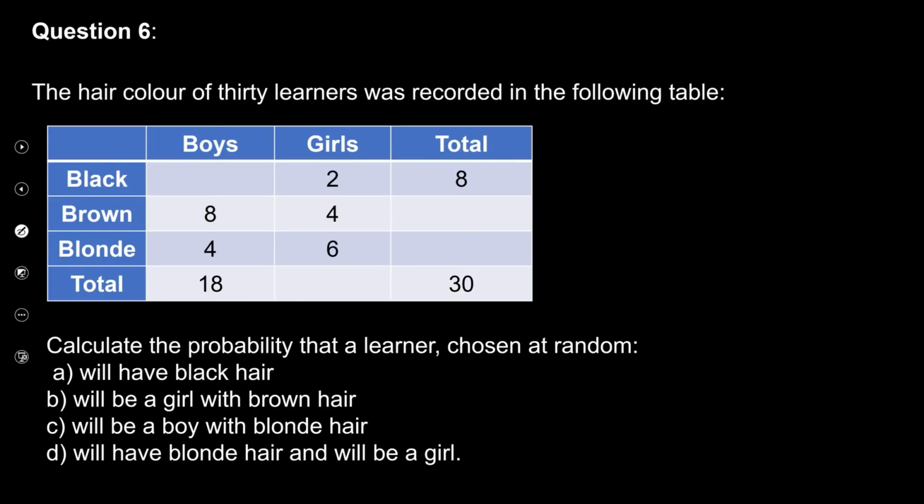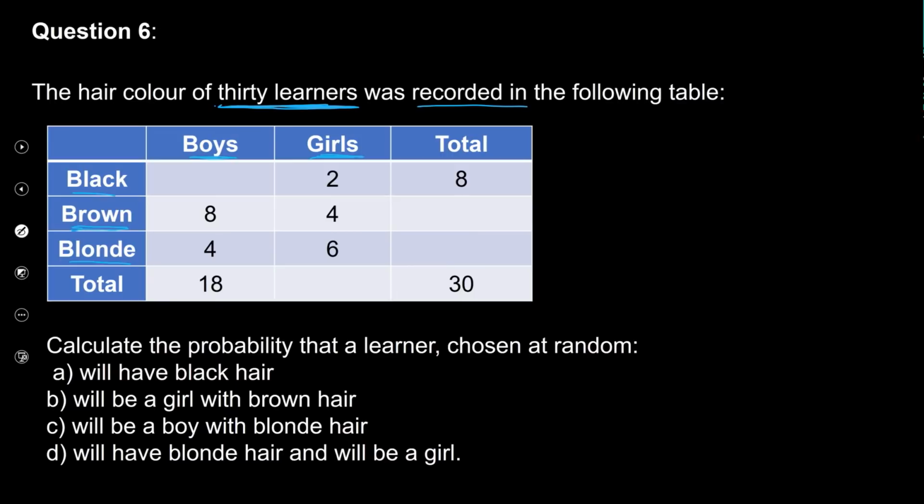So the hair color of 30 learners. So now, very important, what we're doing is about the hair color of 30 learners was recorded on the table. So we're talking about 30 learners, okay? So if you look at our table, we can see that the hair color here we have black, brown, and blonde, okay? Can you see that? And we can see from our table we have boys and girls, okay? So we have boys and girls and different hair color, which is black, brown, and blonde. And this table is incomplete, if you can see that.